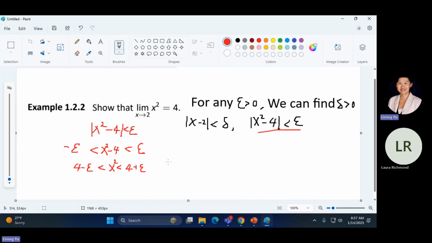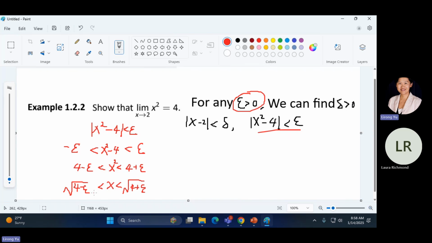Square root. So we're going to take the square root of all three, and I'm going to find the boundary for x: x is less than the root of 4 plus epsilon. This one has no problem because epsilon is a positive number. The root of 4 plus epsilon definitely is possible. The other side might have a slight problem. That is, we have to take the square root of 4 minus epsilon.